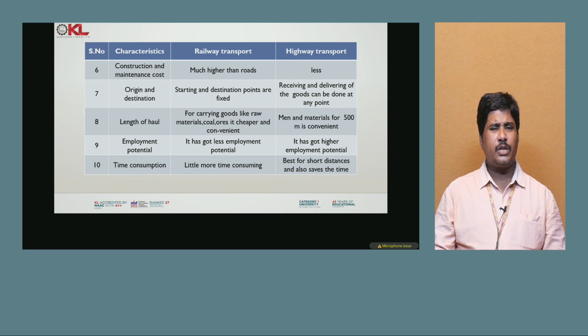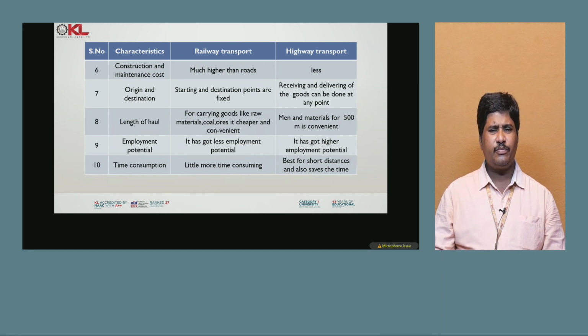For carrying goods like raw materials, coal, ores, it is cheaper and convenient in railway transportation. And coming to highway transport, for men and materials it is convenient only up to 500 kilometers. Beyond that, it is costly. And employment potential: railway transport has less employment potential, and highway transport has higher employment potential.